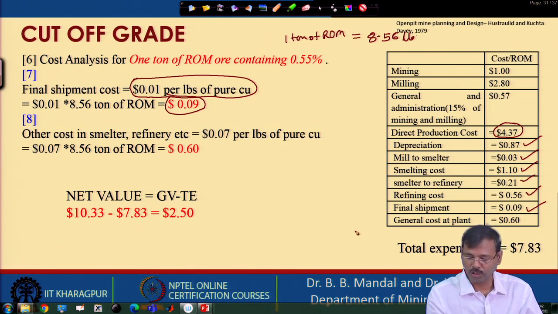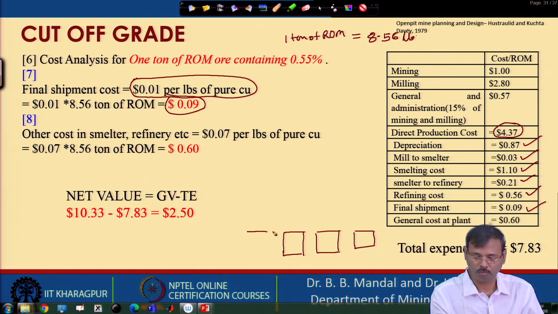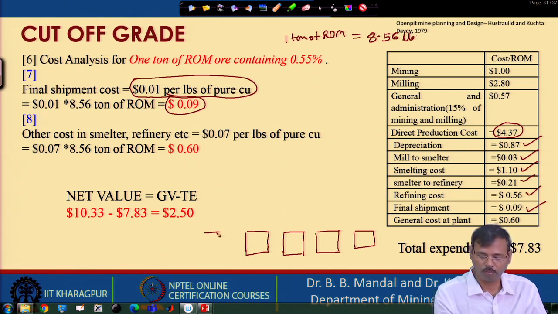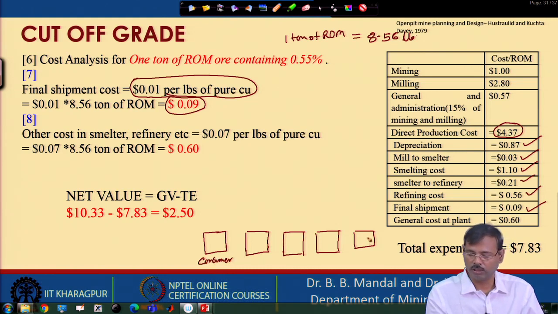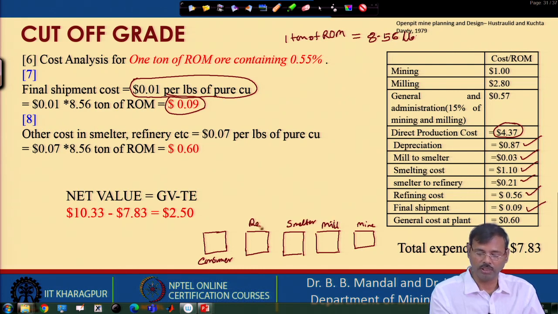So, if we are looking at our material flow processing, this is consumer, this is mine, mill, smelter, refinery.